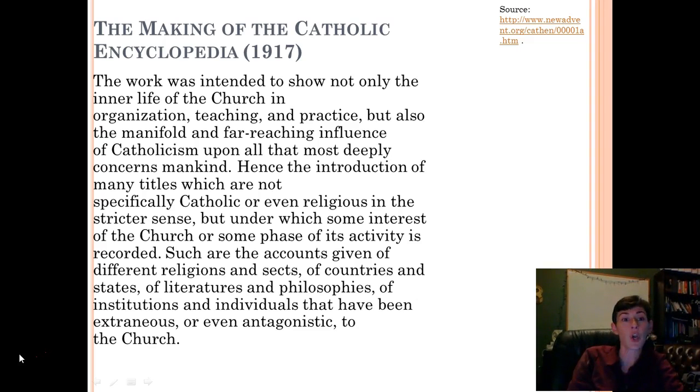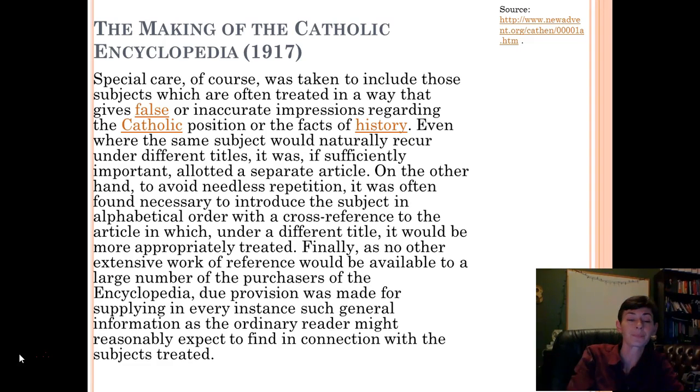The work was intended to show not only the inner life of the church in organization, teaching, and practice, but also the manifold and far-reaching influence of Catholicism upon all that most deeply concerns mankind. Hence, the introduction of many titles which are not specifically Catholic or even religious in the stricter sense, but under which some interest of the church or some phase of its activity is recorded. Such are the accounts given of different religions and sects, of countries and states, of literatures and philosophies, of institutions and individuals that have been extraneous or even antagonistic to the church.